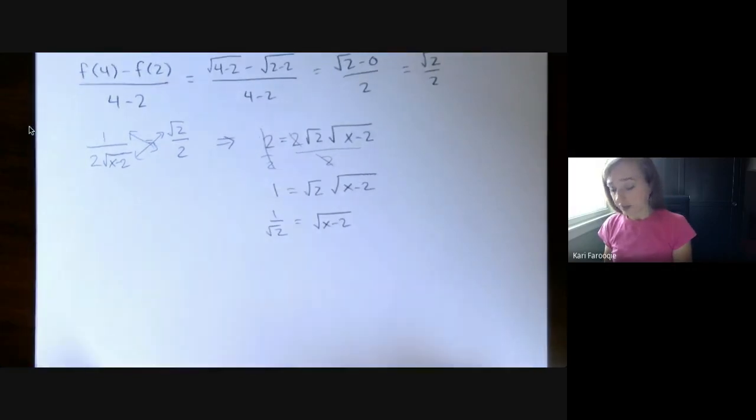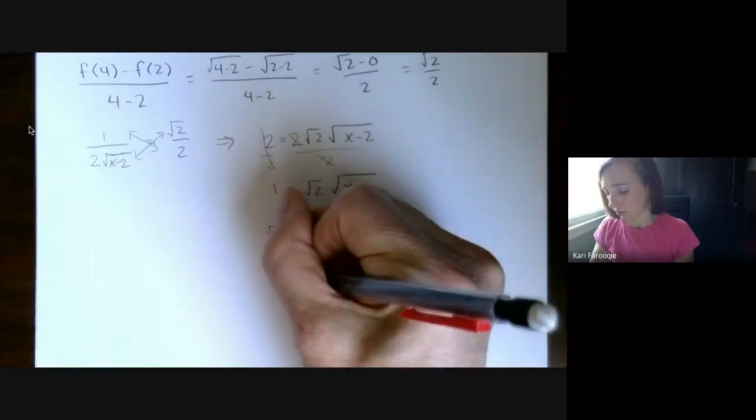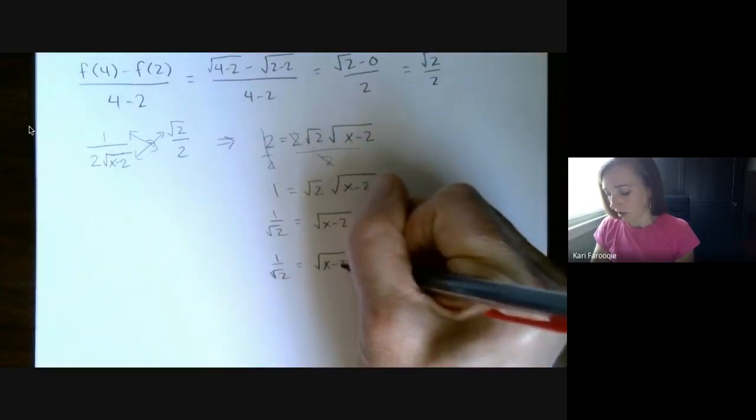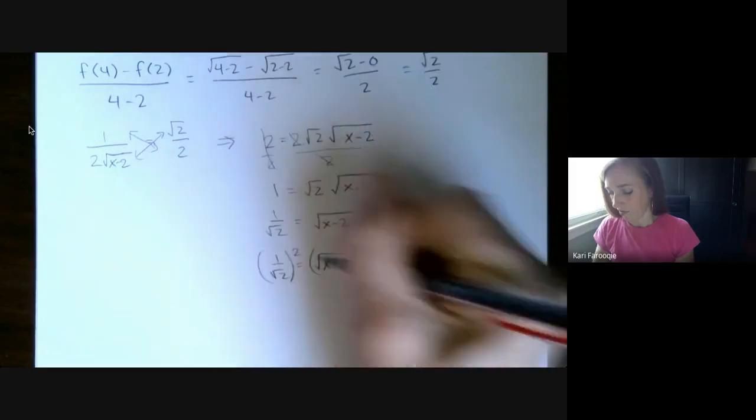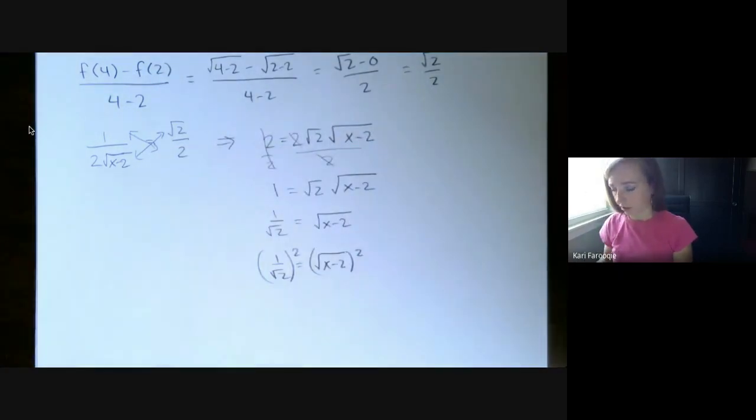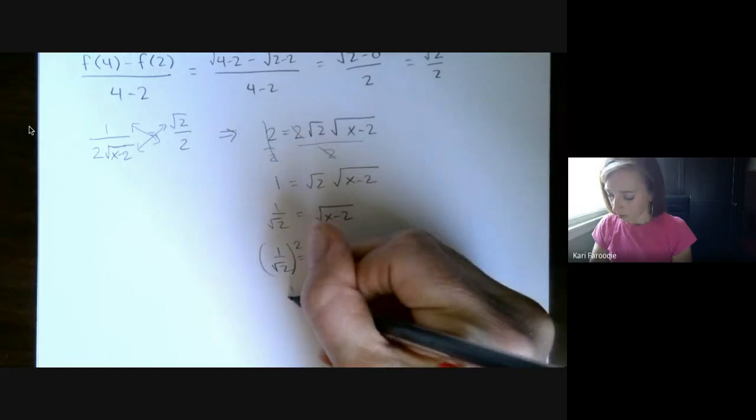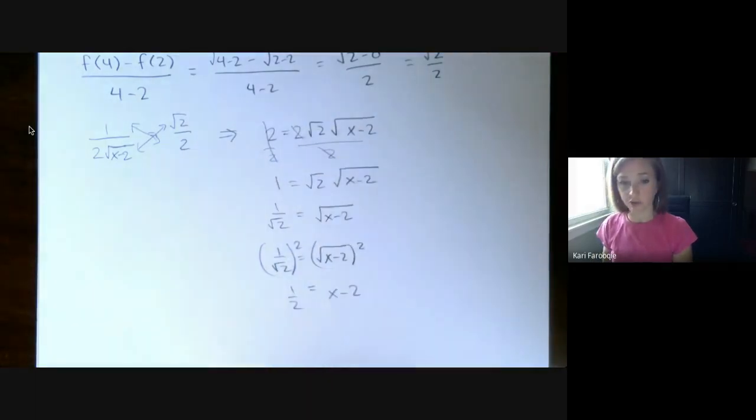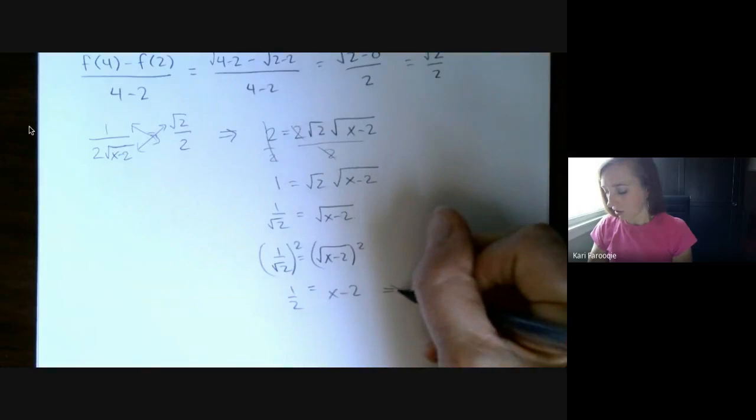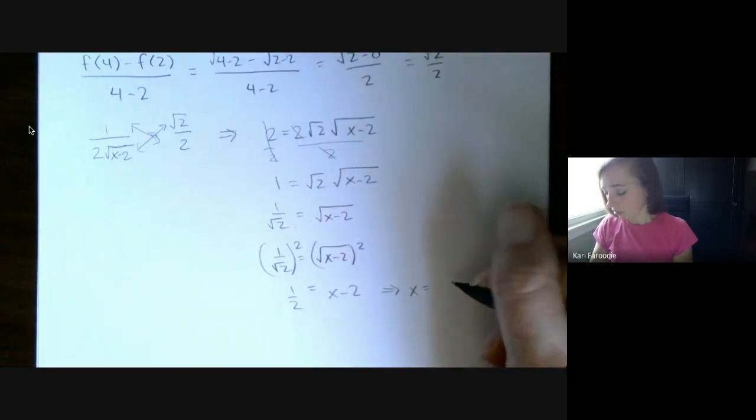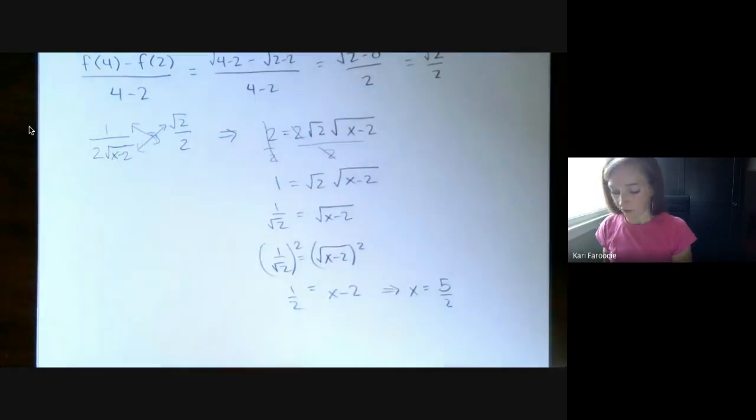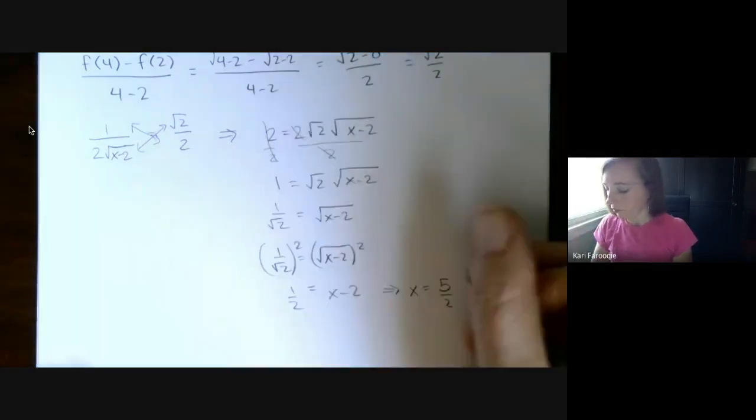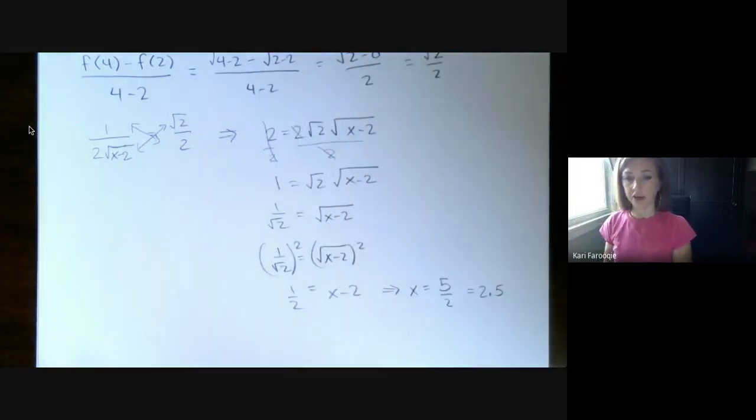And then to get the x out of the radical, we're going to square both sides. Now remember, this can cause some extraneous solutions, so we're going to have to check that. But when we square both sides, that's going to allow us to take that variable out of the radical. So you have 1/2 equals x minus 2. And then x is equal to 1/2 plus 2, which is 5/2, or 2.5 if you want to call it that. It's a terminating decimal, so it's perfectly acceptable.